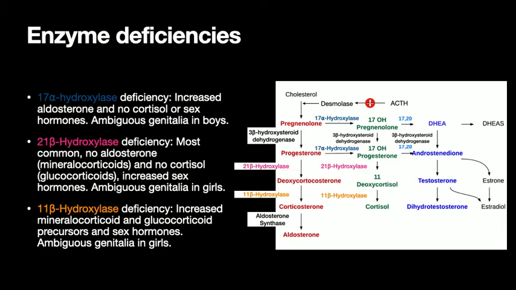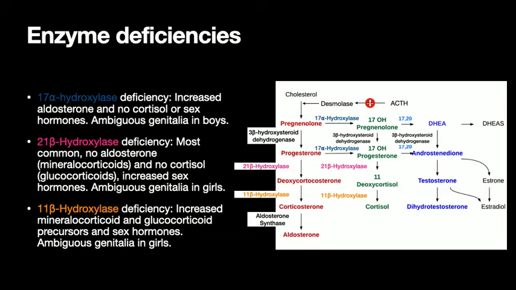In 21 beta hydroxylase deficiency, you have a deficiency in producing mineralocorticoids and glucocorticoids, so all of the precursors from the steroid hormone pathway, the progesterone and the pregnenolone, are shunted towards sex hormone production. Therefore, these patients will be hypotensive, hypoglycemic, and they will have ambiguous genitalia, especially in girls.